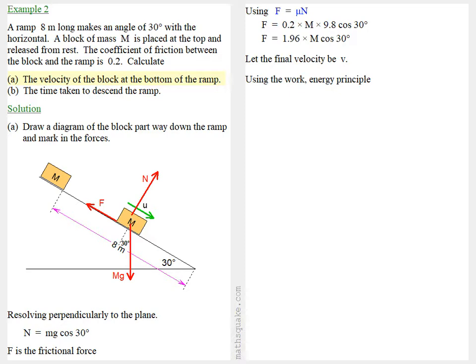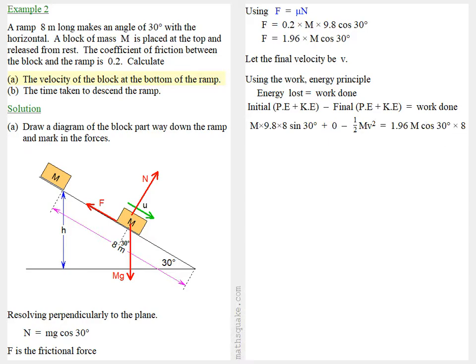Using the work-energy principle, the energy lost is equal to the work done. So the initial potential energy plus kinetic energy minus the final potential energy plus kinetic energy is equal to the work done. Now the initial potential energy is mgh, which is equal to m times 9.8 times h, and h is equal to 8 sine 30. The initial kinetic energy is 0. The final potential energy is 0, and the final kinetic energy is a half mv squared.